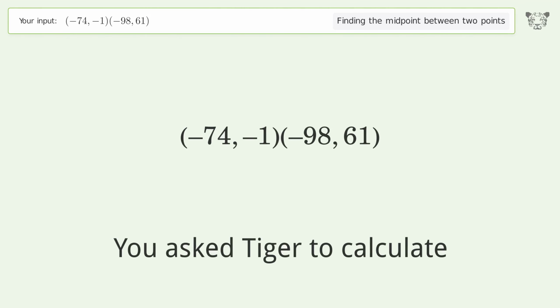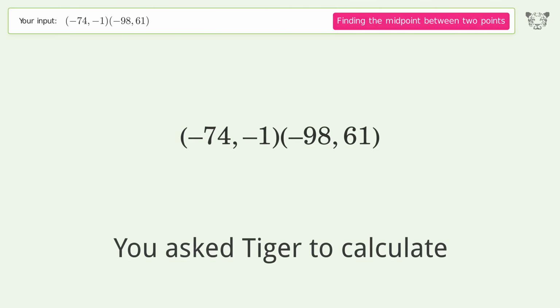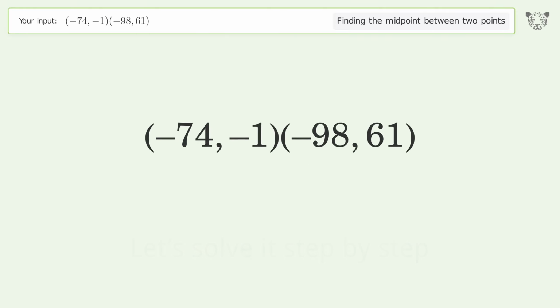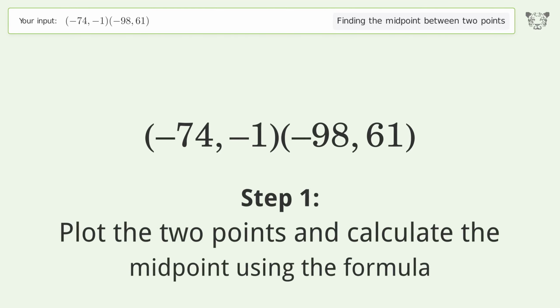You ask Tiger to calculate. This deals with finding the midpoint between 2 points. The midpoint between the 2 points is negative 86,30. Let's solve it step by step. Plot the 2 points and calculate the midpoint using the formula.